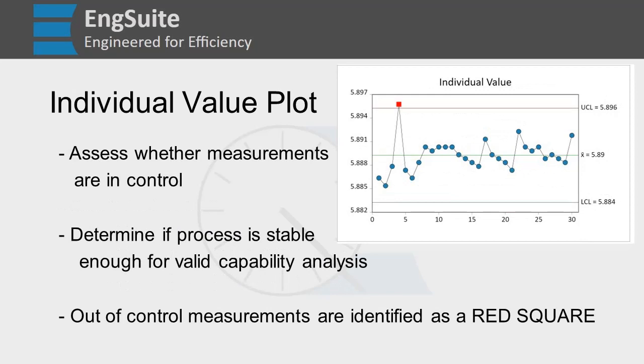So if there's a measurement outside of the control limit, you will see it marked as a red square, easily identified from the in control blue circles. So we would use it to determine if our process is stable enough for a valid capability analysis.